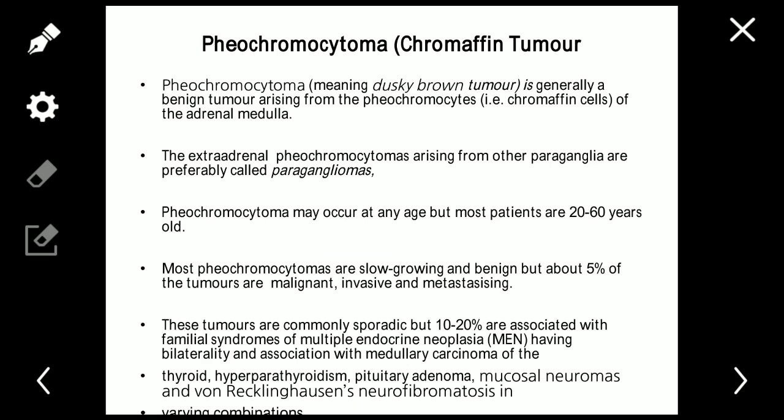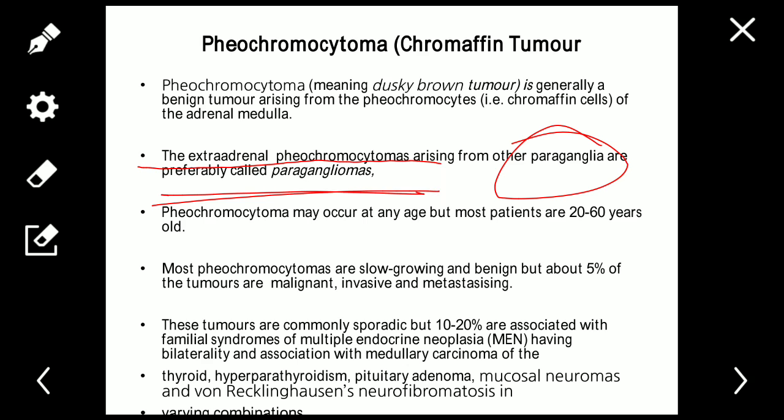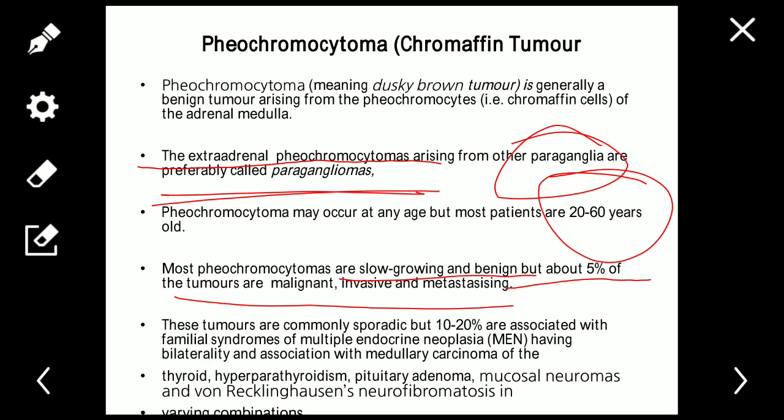Pheochromocytoma, meaning dusky brown tumor, is generally a benign tumor arising from the pheochromocytes, that is, chromaffin cells of the adrenal medulla. If these pheochromocytomas arise at an extra-adrenal site, apart from the adrenal, they are called paraganglia or paraganglioma. Pheochromocytoma can occur at any age, but most patients are 20 to 60 years old. Most pheochromocytomas are slow growing and benign, but about 5% turn malignant, invasive and metastasize.